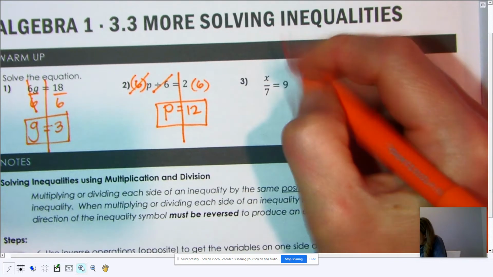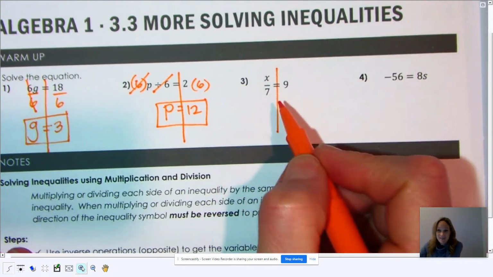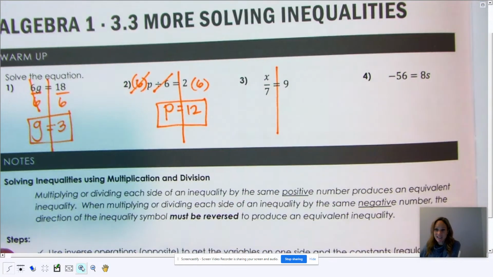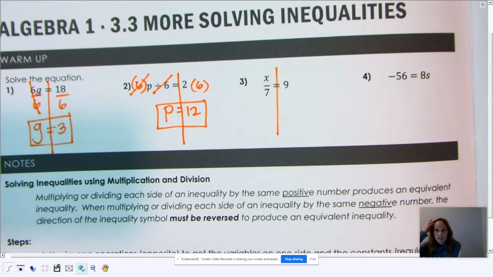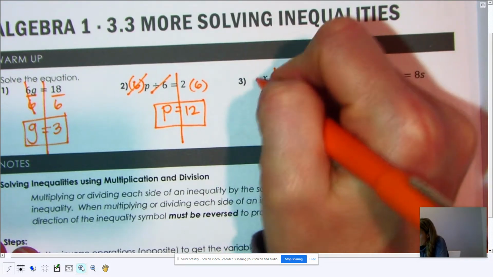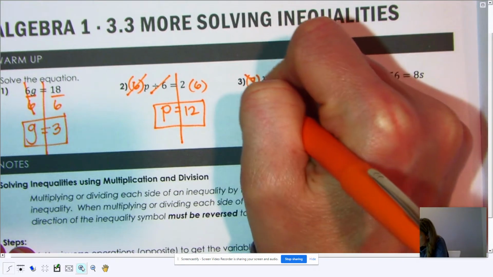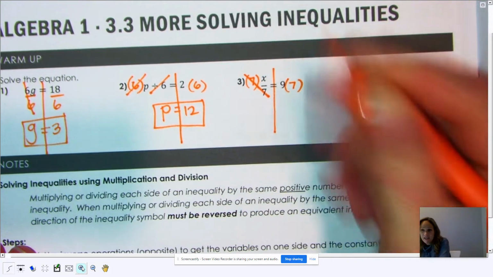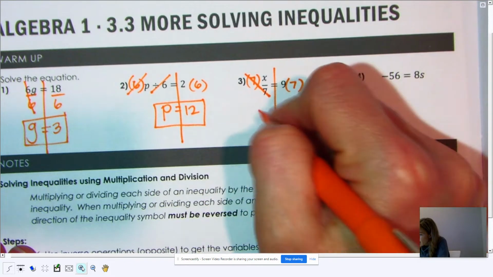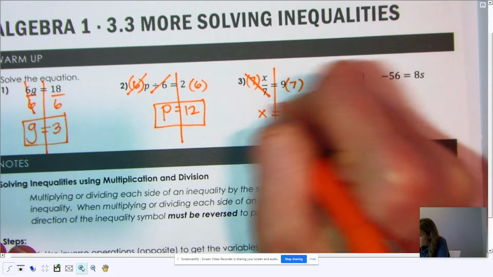That's where they're balanced. This one, don't think of it as a fraction. I know a lot of students are like, oh, a fraction, I'll just skip it because I don't get fractions. But if you think of it as a division problem instead, you just do the opposite of division, which is multiply. So a multiply and a divide will cancel each other. They're inverse operations. So we get x is equal to 63.